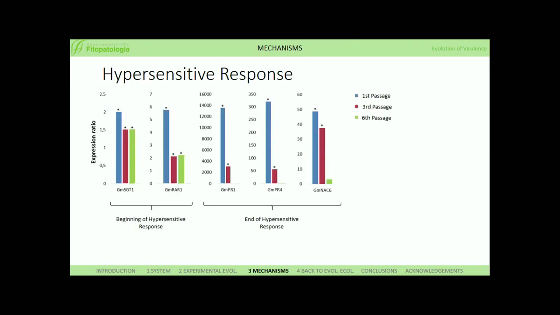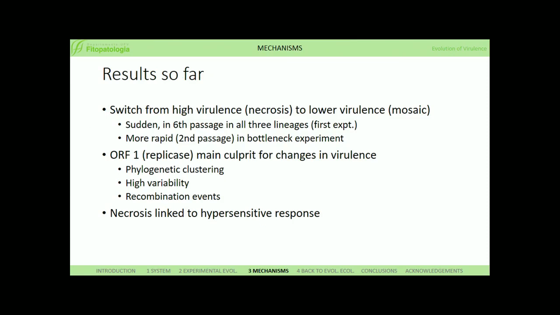And then this is just showing a quantitative PCR of certain genes, gene expression. So at the beginning of the biochemical chain, there's no difference here. But somewhere in the middle of the biochemical chain of the hypersensitive response, there is this downregulation. That's for subsequent study, naturally. So that's what we've got here.